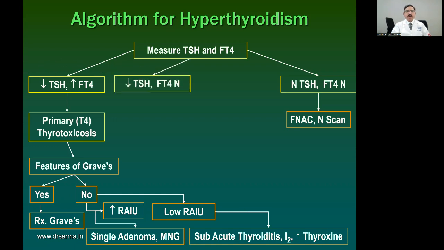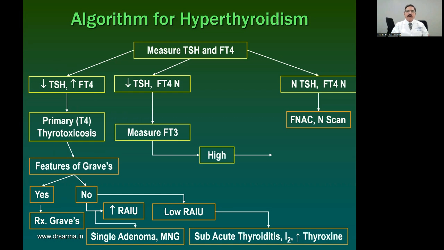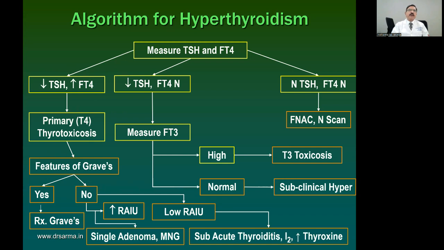Now, TSH is low, but FT4 is normal. This is called subclinical hyperthyroidism. Or it could be T3 toxicosis. TSH is suppressed. That means there must be toxicosis, but my FT4 is normal. So there could be a condition called T3 toxicosis. Then measure the FT3, and if it is very high, you are dealing with T3 toxicosis. Supposing FT3 is also normal, then you are dealing with subclinical hyperthyroidism.